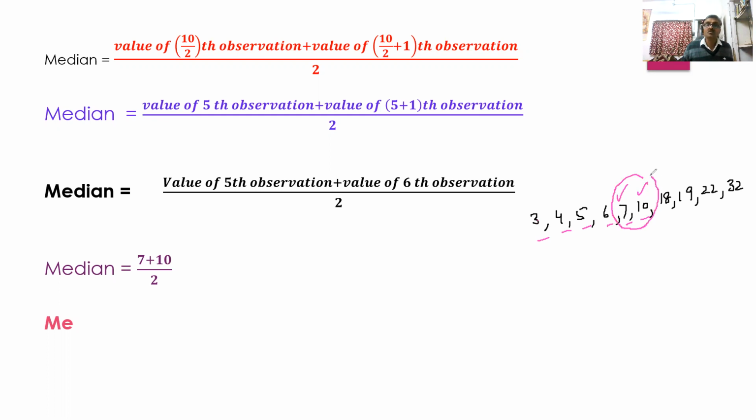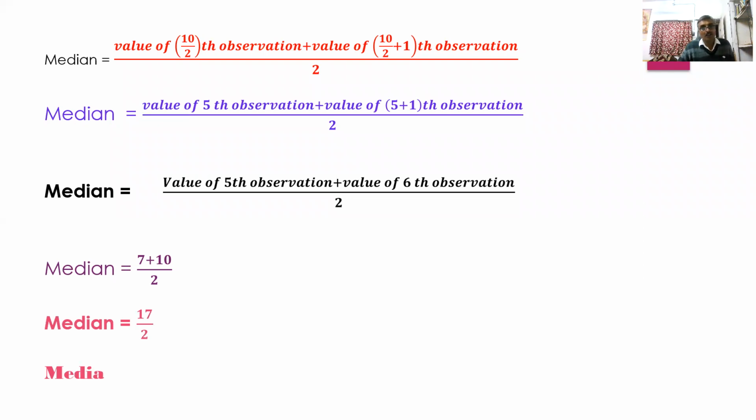We will take the mean of these two terms, that is 7 plus 10 divided by 2. This is how we find the mean of two terms: sum of observations divided by number of observations. Sum of terms 7 plus 10 is 17, divided by 2. 8 twos are 16, 1 left over, which makes 8.5. Therefore, median is equal to 17 by 2, which is 8.5.